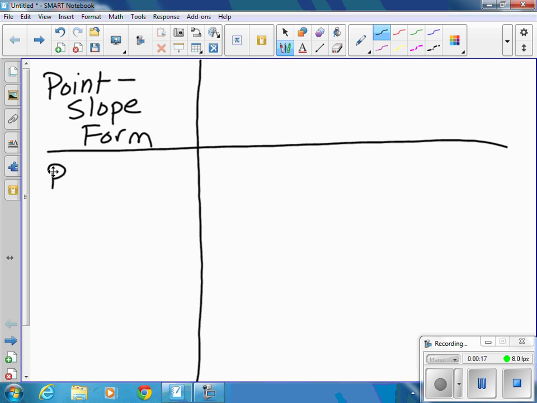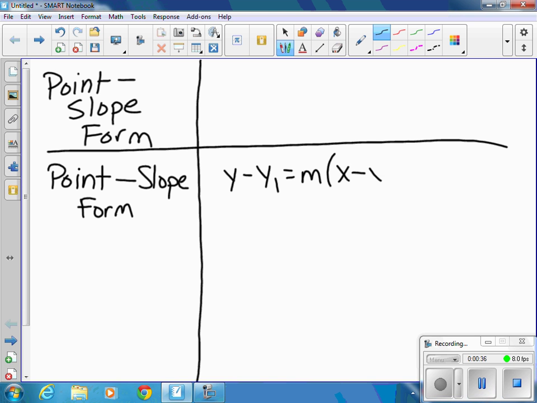So the first thing I want to start you off with is the actual formula that you will have to memorize. So this is another one to add to your list of formulas as we approach the formula quiz in a couple weeks. Here's what the formula looks like: y minus y1 equals m parentheses x minus x1.